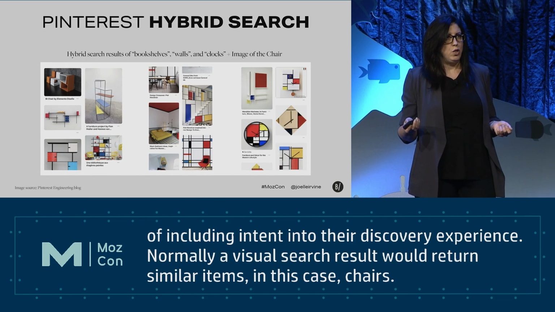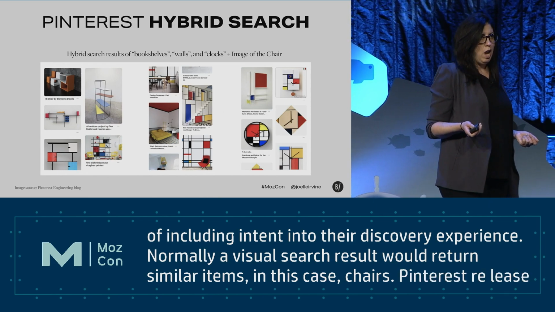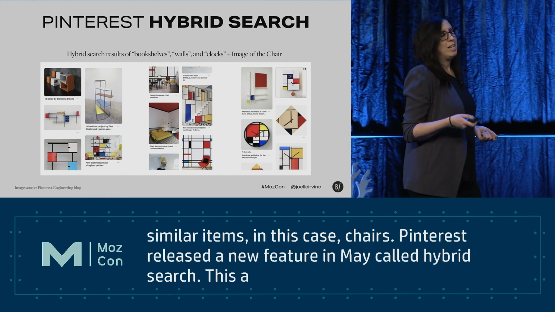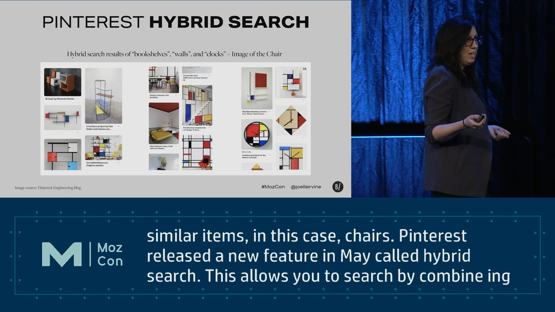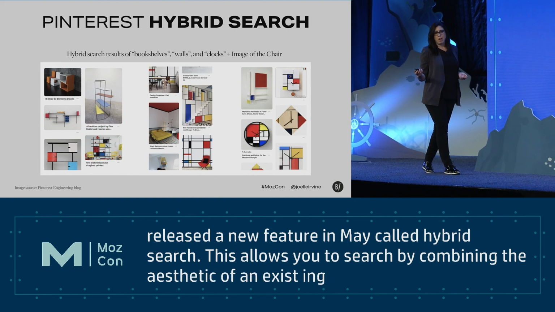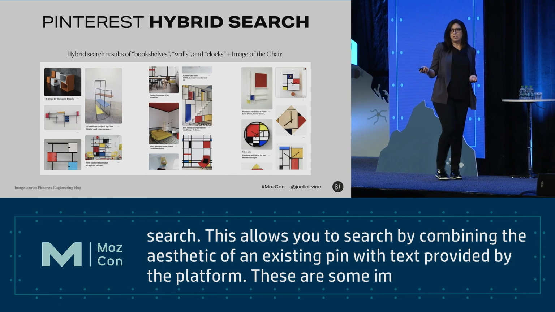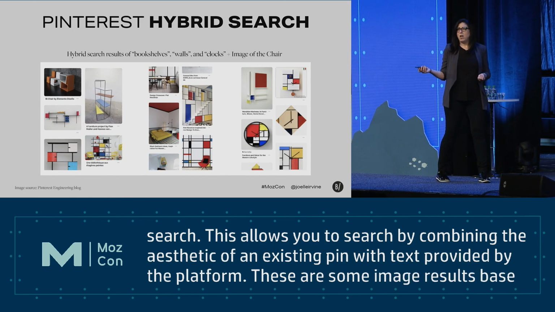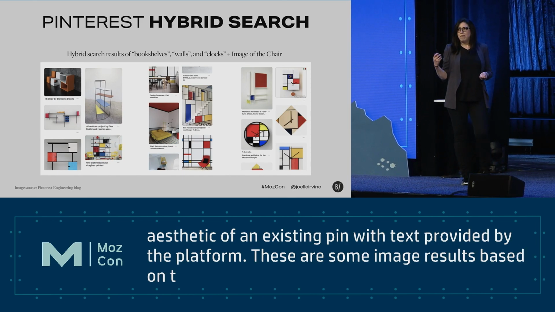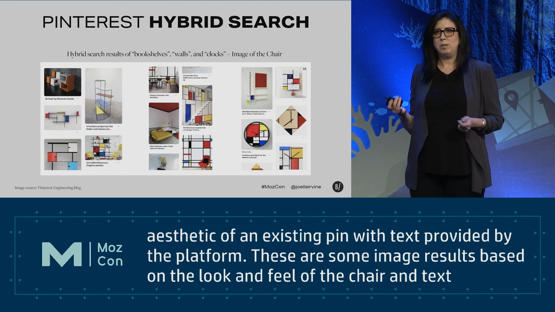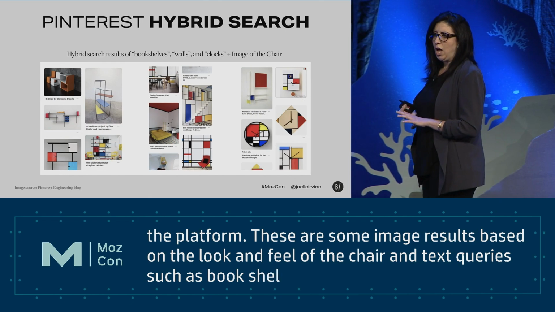Pinterest released a new feature in May called hybrid search. This allows you to search by combining the aesthetic of an existing pin with text provided by the platform. These are some image results based on the look and feel of the chair, and text queries such as bookshelves, walls, and clocks.